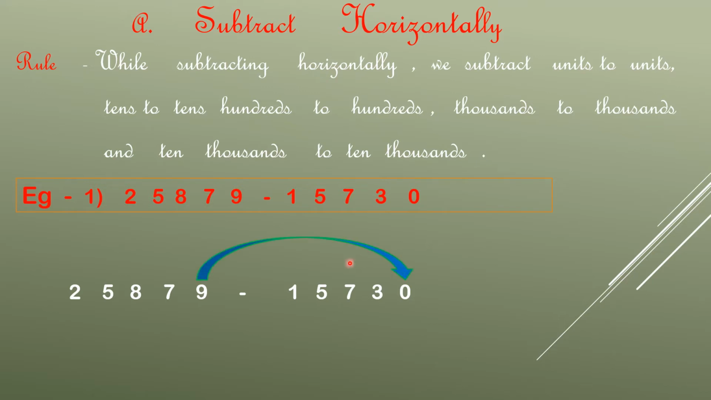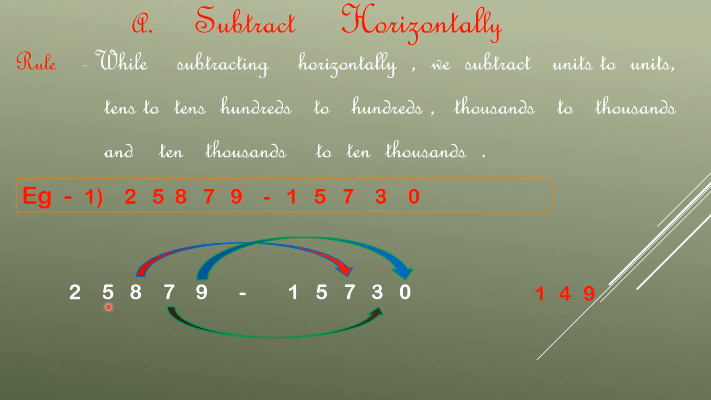So this is my first number. 9 is in the units place, 0 is in the units place. So I will subtract 9 by 0. When I subtract 9 by 0, my answer is 9. Now I'll go to tens. Here is the tens place, 7 and 3. Both are in the tens place of the number. So 7 minus 3 gives me 4. Hundreds place, here it is 8 and 7. If I subtract 7 from 8, I get the answer 1.